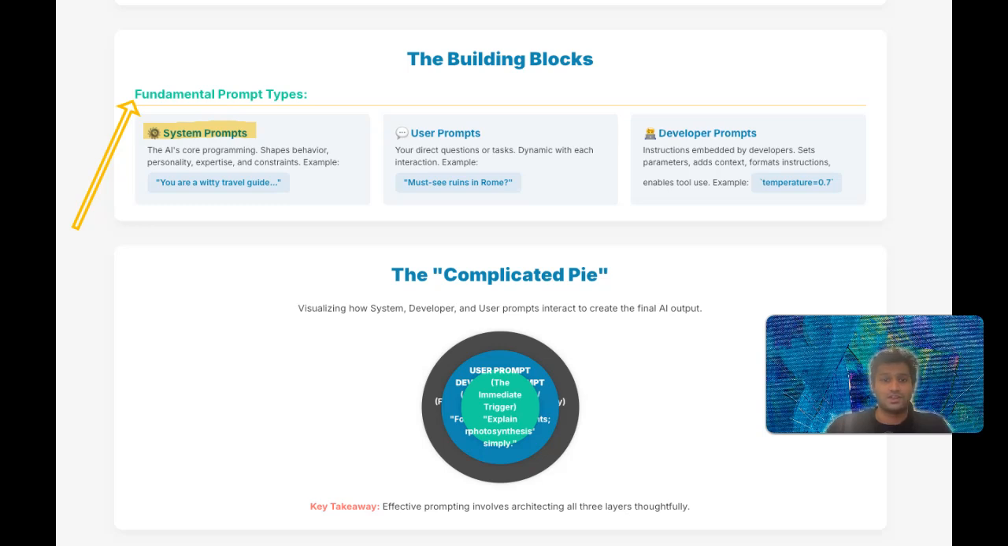For instance, a system prompt might tell an AI, "You are a witty and helpful tour guide specializing in historical European cities. Always provide factual information and suggest 3 unique local experiences. Do not discuss politics." This prompt sets the AI's tone, its knowledge domain, and its boundaries. Anthropic refers to this as giving the AI a role, with improved performance.